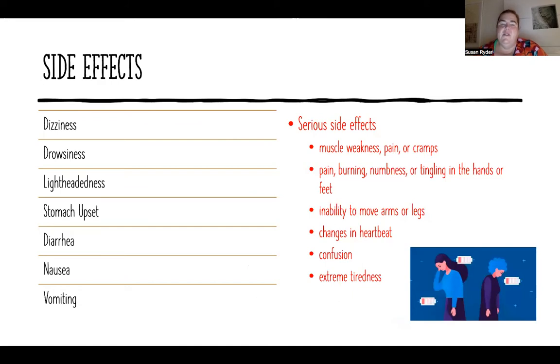Most common side effects are drowsiness, dizziness, lightheadedness, stomach upset, diarrhea, nausea, and vomiting. It's important when you put a patient on spironolactone to tell them to move slowly when they go to get up so that they don't get orthostatic hypotension and pass out. Serious side effects that you should stop using spironolactone for are muscle weakness, pain or cramps, pain, burning, numbness, or tingling in the hands or feet, inability to move arms or legs, changes in heartbeat, confusion, or extreme tiredness.